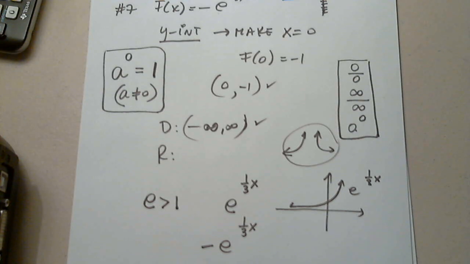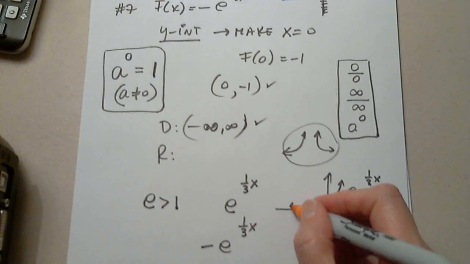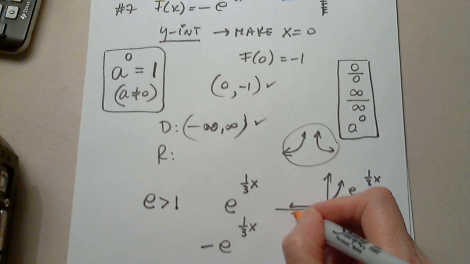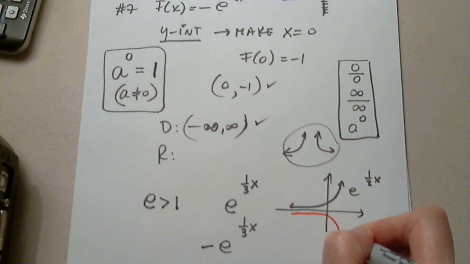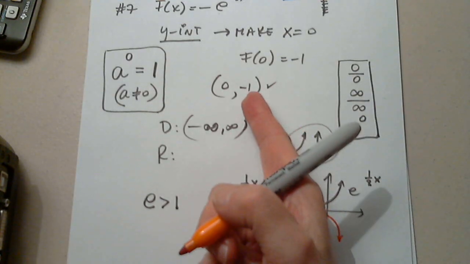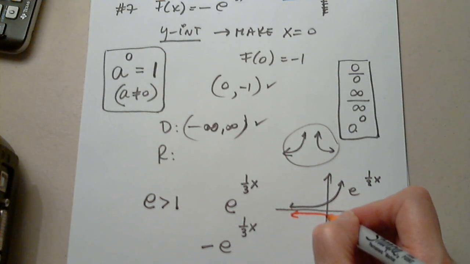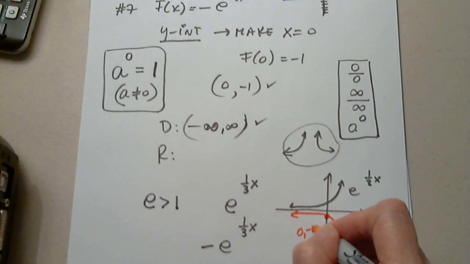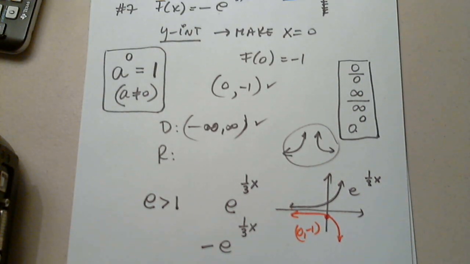Perfect. So then, when I multiply all these heights by a negative number, this is what I get. And this is the y-intercept right here, the 0, negative 1 that we determined. Definitely. Perfect. Okay. So, range. Last question here.